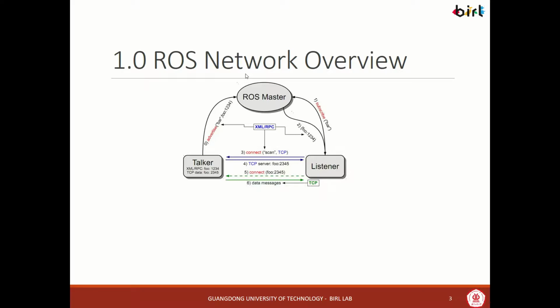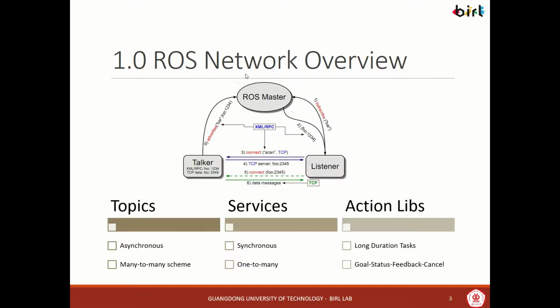So the core idea about ROS is that it's going to be a network. It uses XML RPC protocols to help different processes or nodes talk to each other. XML is a kind of language, and RPC is remote procedure calls based on TCP and UDP communications. And in today's lecture and the next lecture, we're going to be learning about topics, services, and actions.